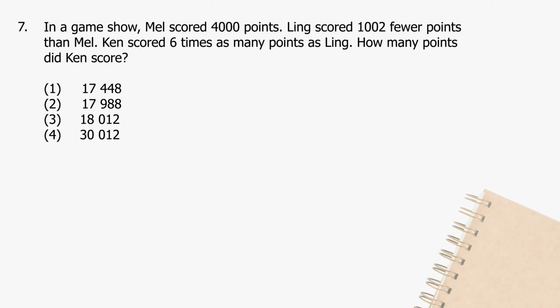Question 7. In a game show, Mel scored 4,000 points. Ling scored 1,002 fewer points than Mel. Ken scored 6 times as many points as Ling. How many points did Ken score?